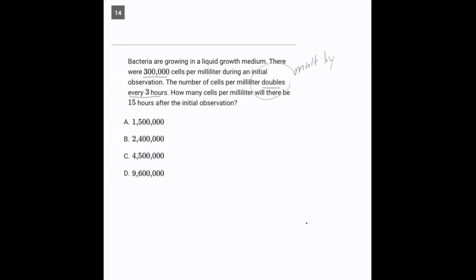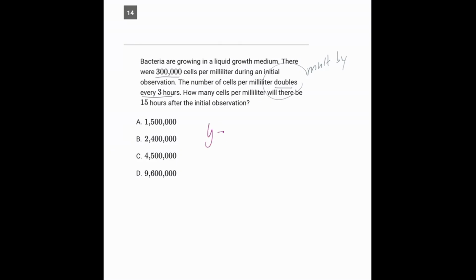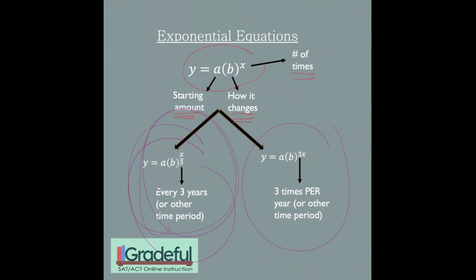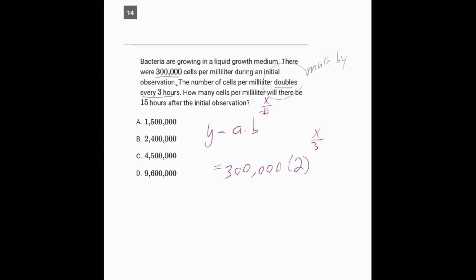So coming back to this question, we have something in the format of a times b to the x over some number. And that's because it's starting at 300,000. It's doubling every 3 hours. So that's matching exactly with this diagram here. And what is the number of hours? Well, that's 15. So that'll simplify to 300,000 times 2 to the 15 over 3, which is 5. Now you can throw that right into your calculator, and you should get 9,600,000, which is D.